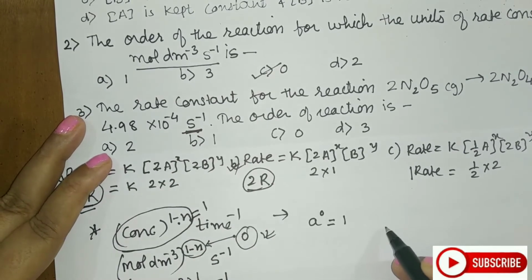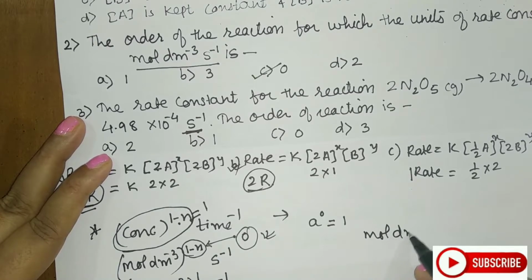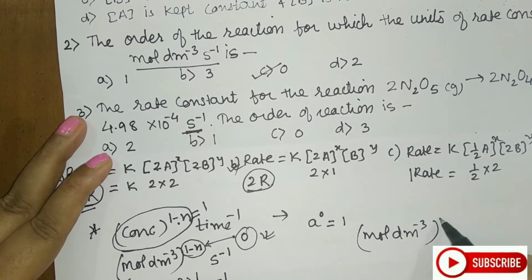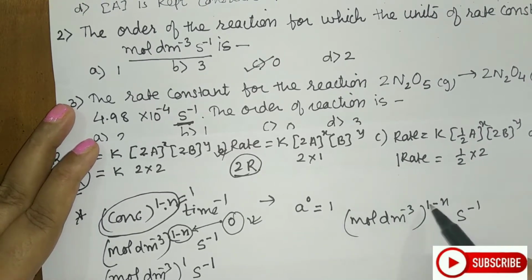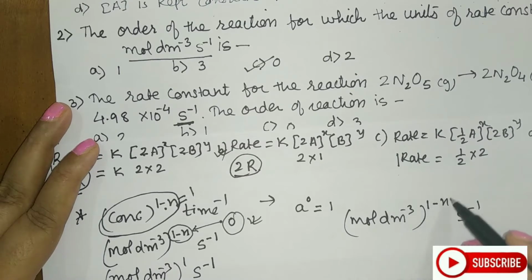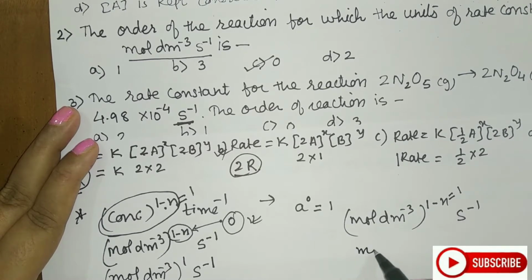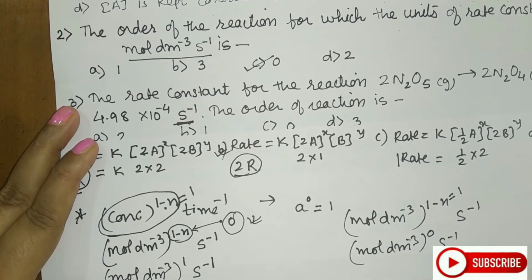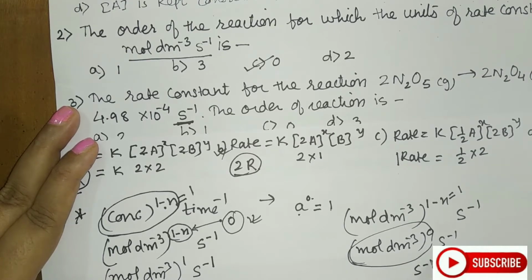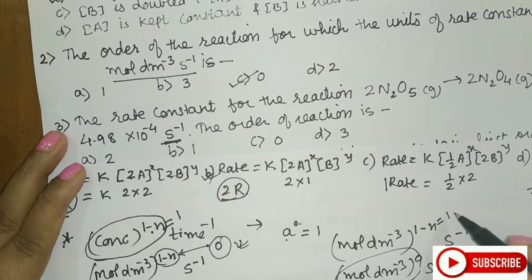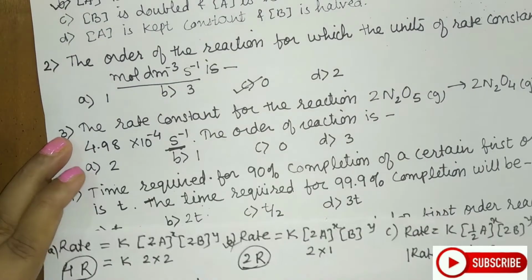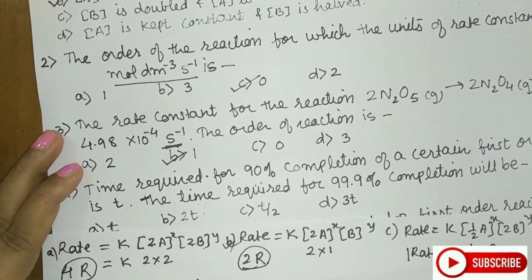Let us see how it will be. It will be mole per dm cube raised to 1 minus n, second inverse. If I want this complete term to be removed, then I should make this raised to 0. Then when n is equal to 1, it will become mole dm cube raised to 1 minus 1, that is 0, second inverse. Students, you know a raised to 0 is 1, so this complete term will become 1, and the unit is second inverse. Under which condition has this happened? The order is first order. So the answer here is the second option.